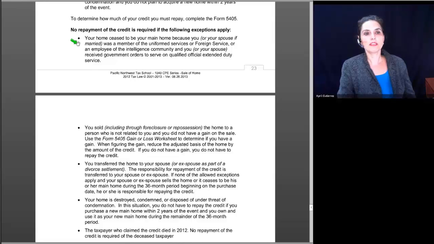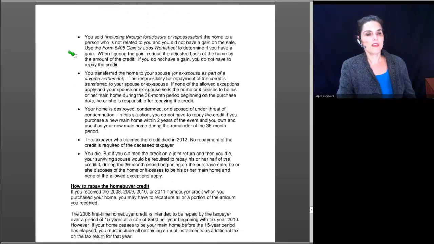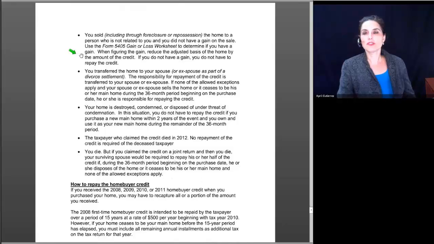Number 1, your home ceased to be your main home because you or your spouse, if married, was a member of the Uniformed Services or the Foreign Service or an employee of the intelligence community, and you received government orders to serve on qualified official extended duty. You sold, including through foreclosure or repossession, the home to a person who is not related to you and you did not have a gain.